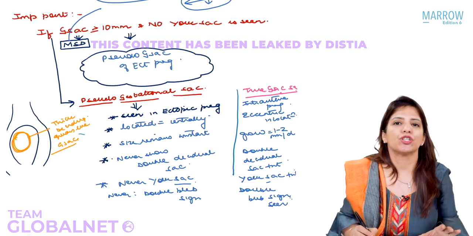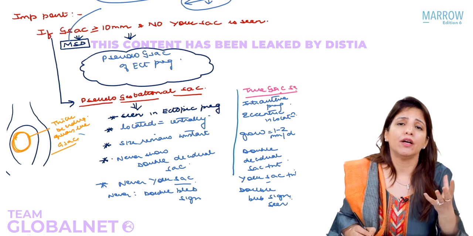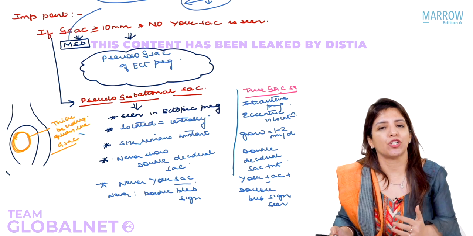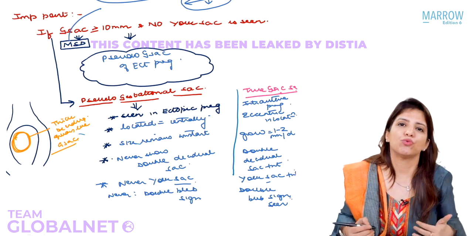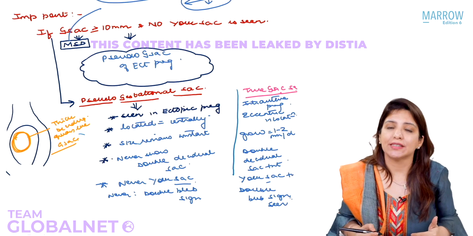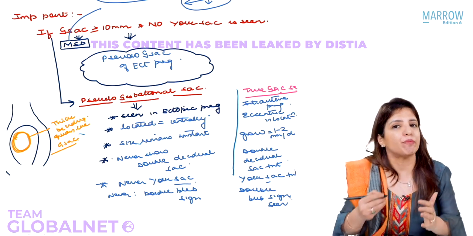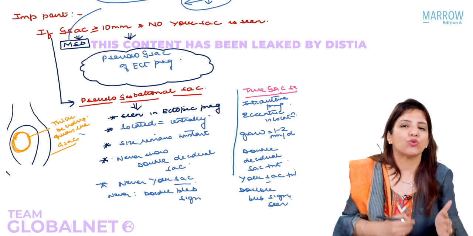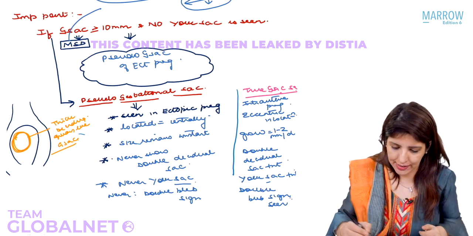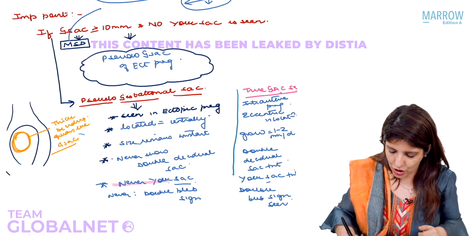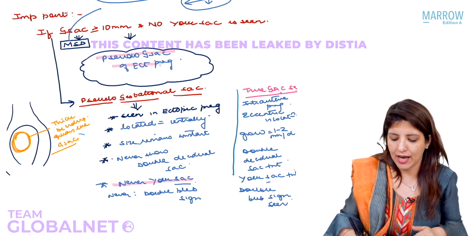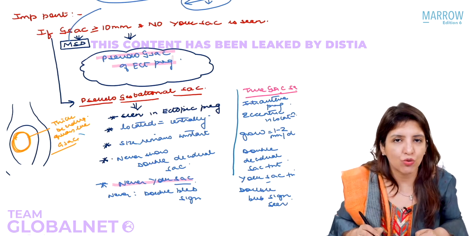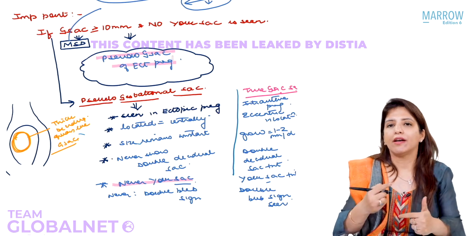Remember, a pseudo-gestational sac is nothing but thick decidua in ectopic pregnancy. Right? Whereas a true gestational sac will be seen only in intrauterine pregnancy. So if you are seeing a gestational sac which is as big as 10 millimeters, and you are not getting any yolk sac, so you know that yolk sac is not seen in case of pseudo-gestational sac, and that means you are looking at a pseudo-gestational sac of ectopic pregnancy. Clear to all of you? Okay. Now comes our next concept.